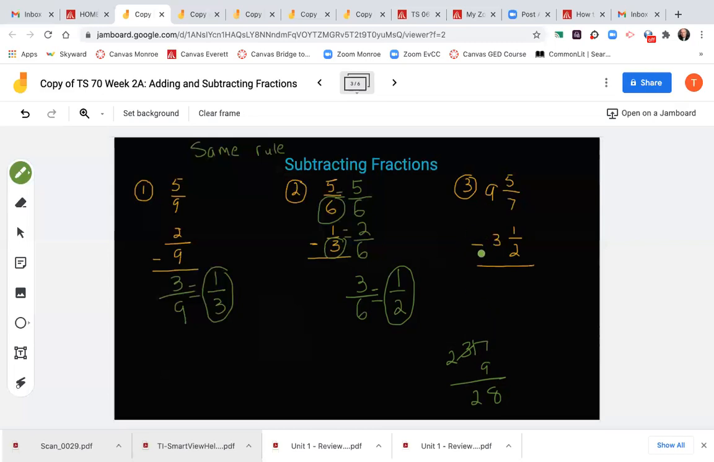Always when you're looking at subtraction, ask yourself, is the fraction on top larger? 5 over 7 is more than half, okay? That's half of 7 is 3.5. 5 over 7 is more than half. And then this is a half.